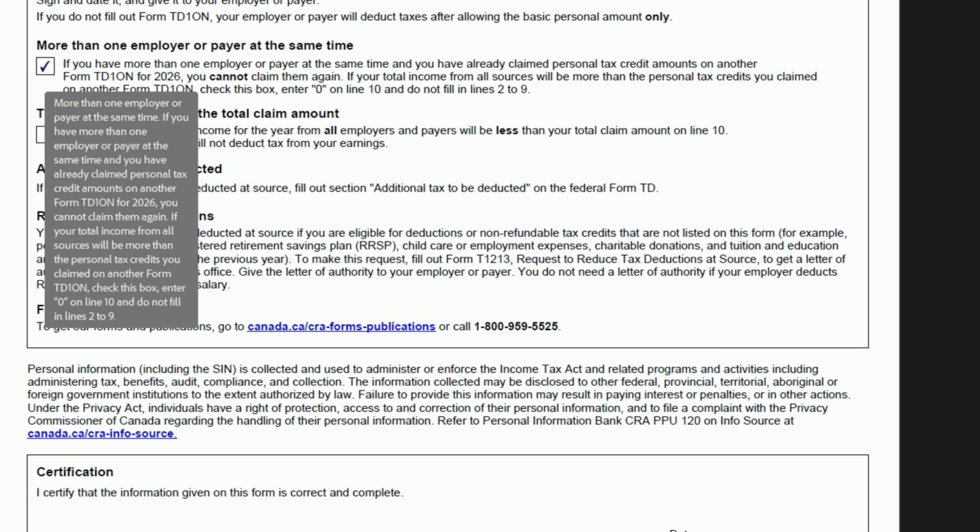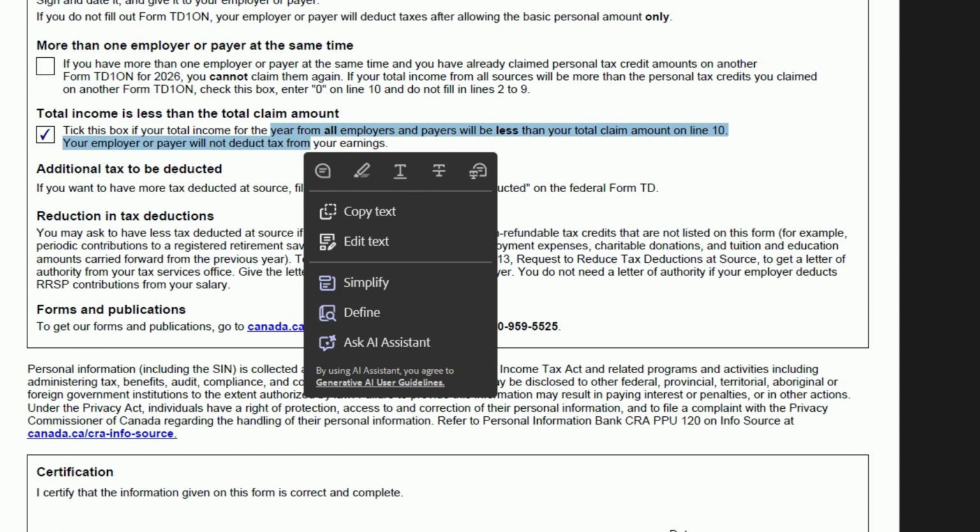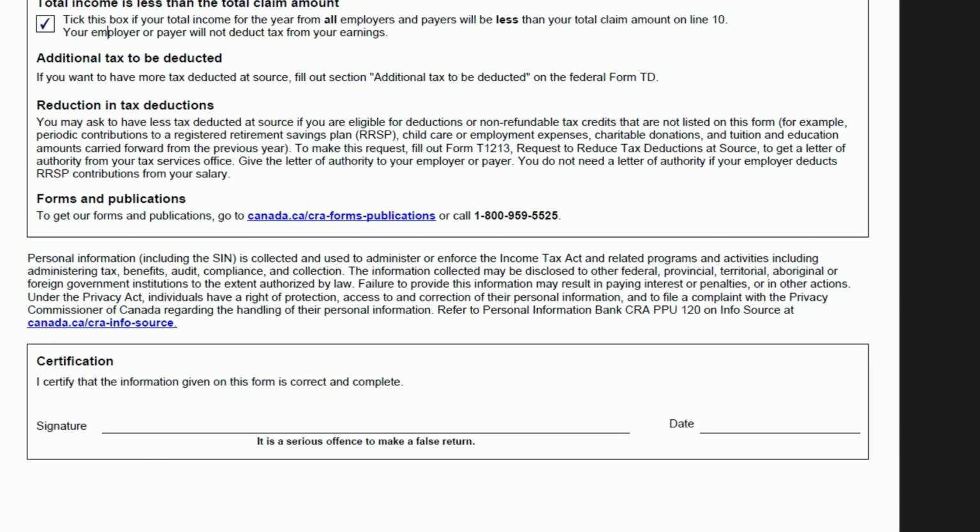Then we come down. Here you see more than one employer or payer at the same time. So if you have this case, you will check this if you have more than one employer or payer at the same time and you have already claimed personal tax credit amount on another form, TD1 Ontario 2026. So if you have already filled, then you cannot claim again. In that case, you will click here and here the total amount will be 0.